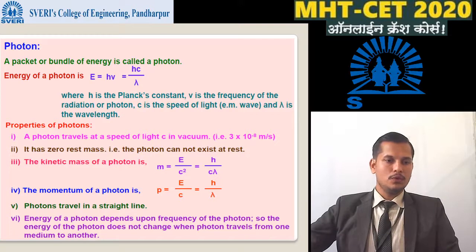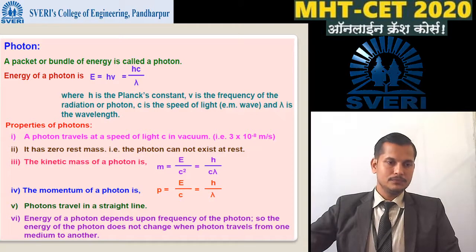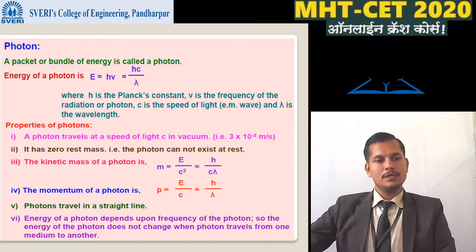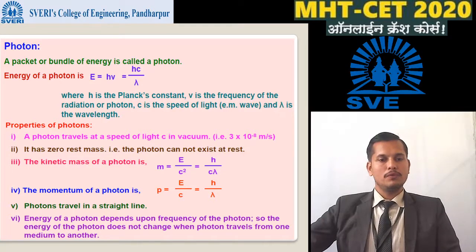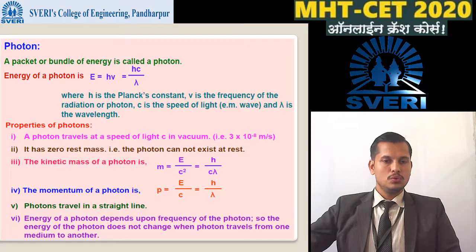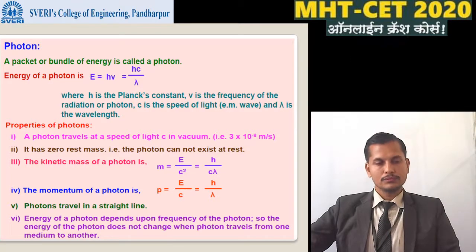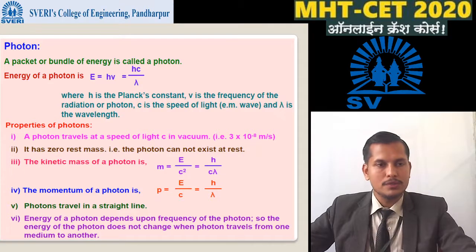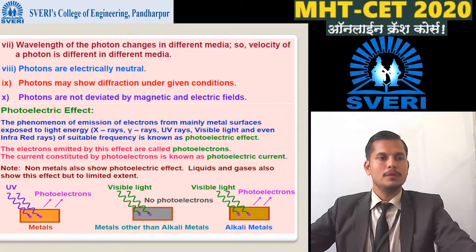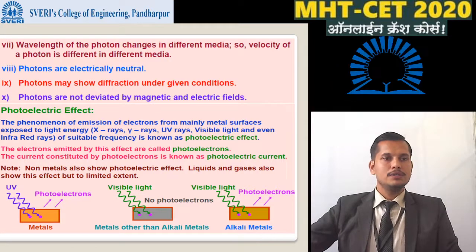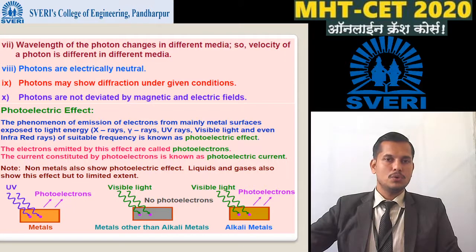Next property, photons travel in a straight line. And next one is the energy of a photon depends upon the frequency of the photon. So the energy of a photon does not change when the photon travels from one medium to another. So these are some of the properties. We can add the next property and then we will discuss. Next is the wavelength of the photon changes in different media. So the velocity of a photon is different in different media.